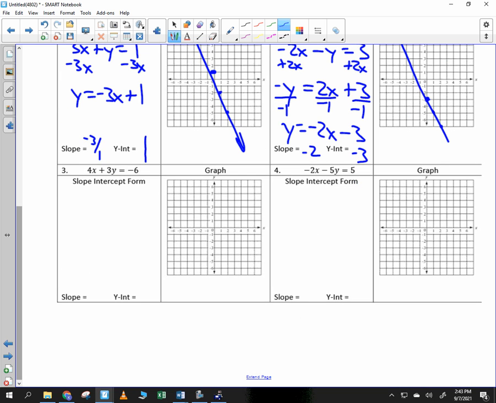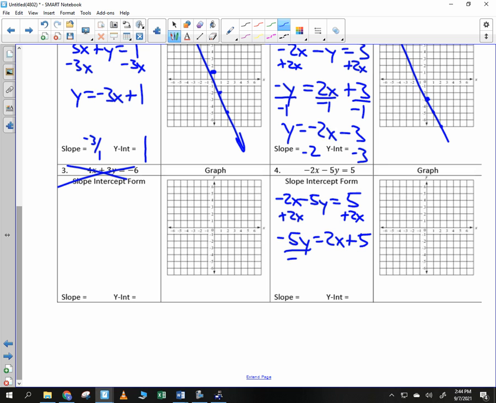Let's skip number 3 and let's go to number 4. What should I do first? Add the 2x. Negative 5y is equal to 2x plus 5. Divide by negative 5.